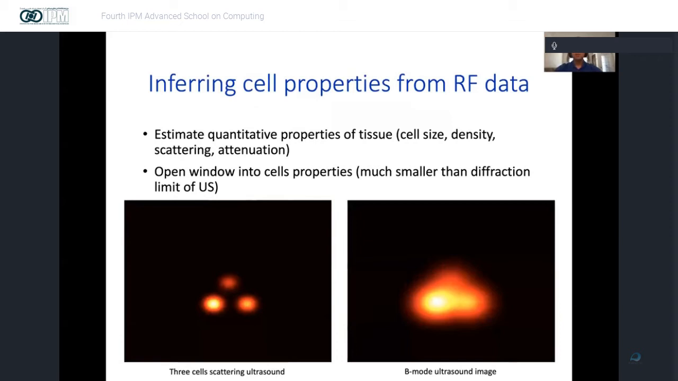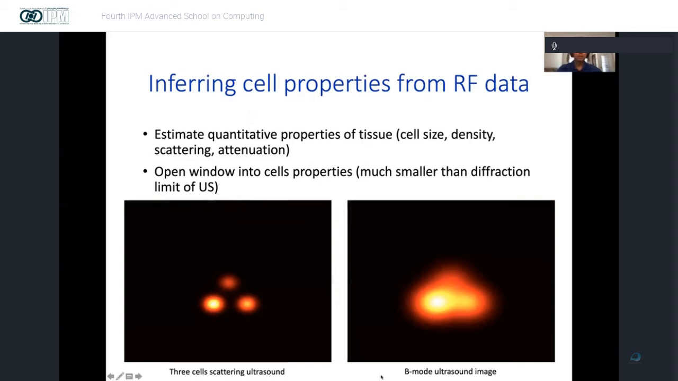Now, what we want to do is infer intrinsic properties of the tissue from the ultrasound image. For example, we want to find cell size, how many cells we have per, let's say, cubic millimeter, scattering properties of those cells, and also attenuation of the tissue. So these are properties of the tissue. This is not the intensity of the B-mode image that we show. And this will open a window into cell properties, which are much smaller than the diffraction limit of ultrasound imaging.